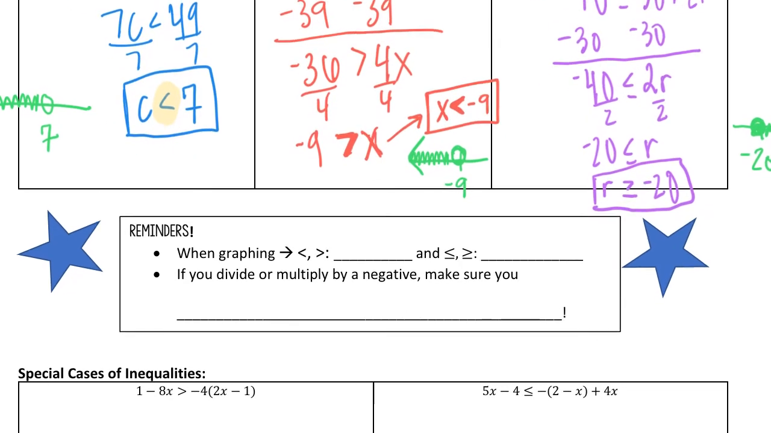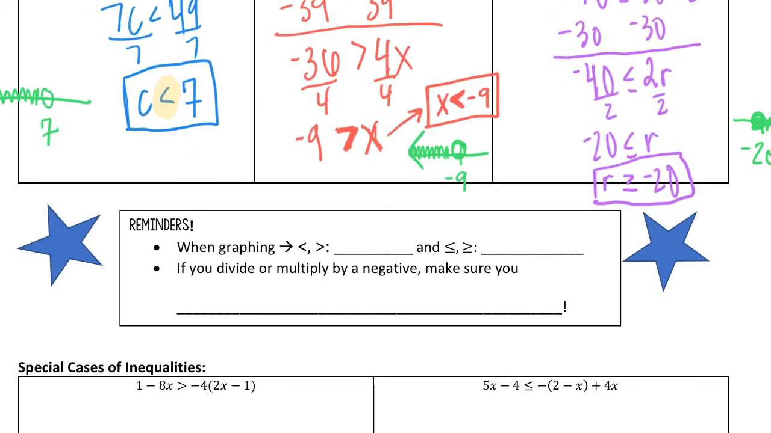When you're graphing, just like I did in lime green up there, if you either have a less than sign or a greater than sign, in other words, no line underneath, it is going to show up as an open bubble on your number line. If, on the other hand, you have less than or equal to or greater than or equal to, that includes the number on the other side of the inequality. You show that on the number line by using a filled-in dot. And just a reminder also, if you ever divide or multiply by a negative, make sure that you flip the inequality sign.